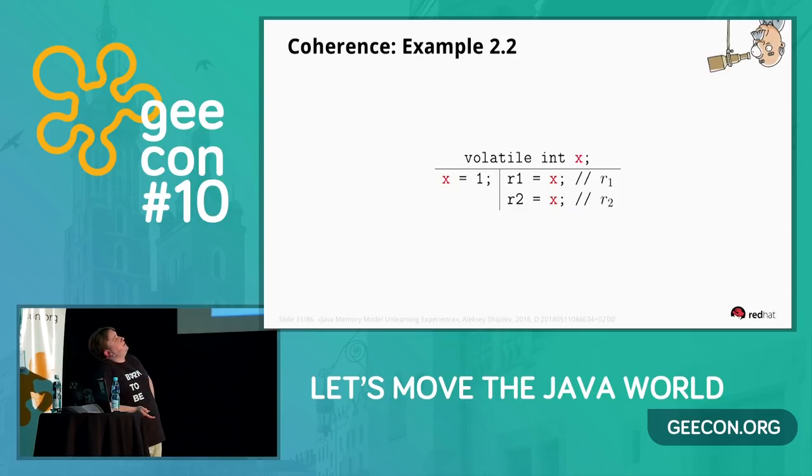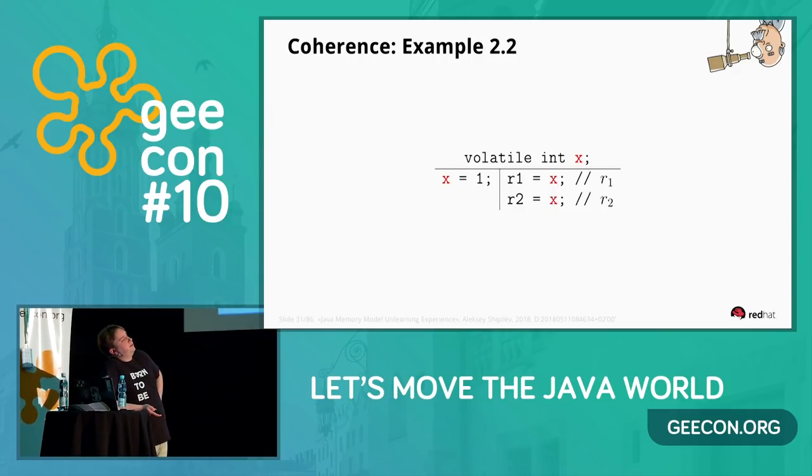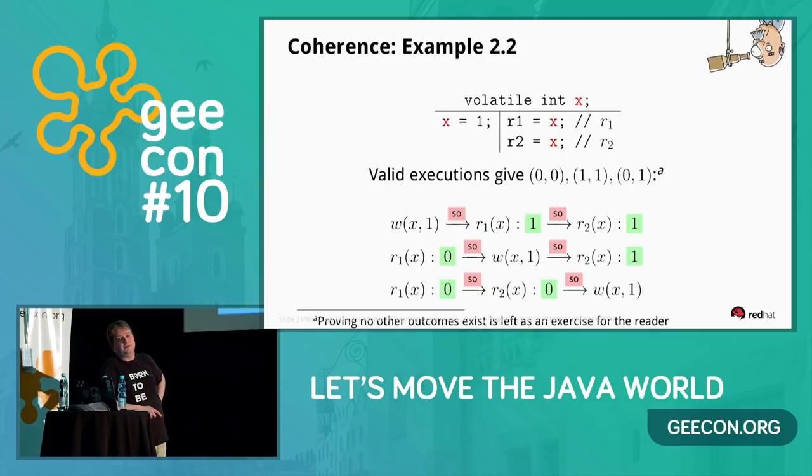So if you rephrase this example with volatile, what justifying executions for this program can you find in the JMM? It turns out that the executions like this yield 0, 0, 1, 1, 0, 1. Now that this variable is volatile, all the actions associated with it are synchronization actions. They are special. They are in synchronization order. Synchronization order is total. All these three actions are connected.